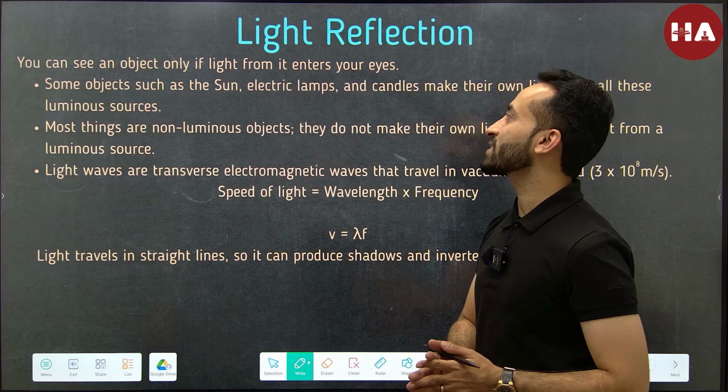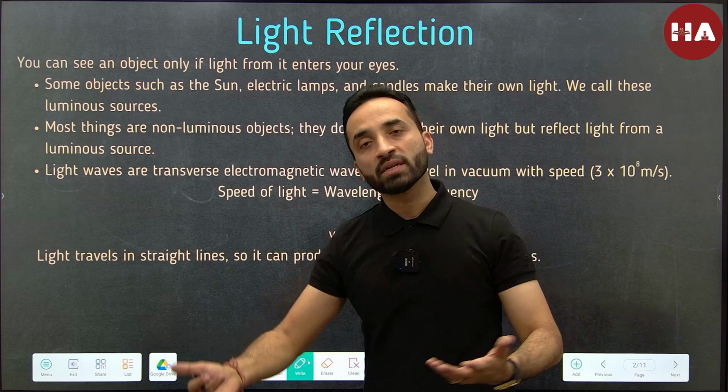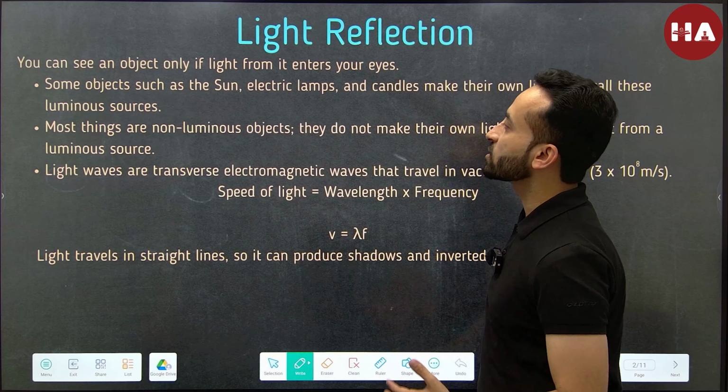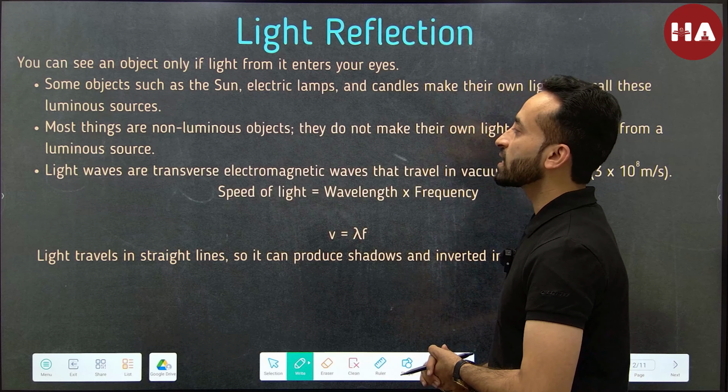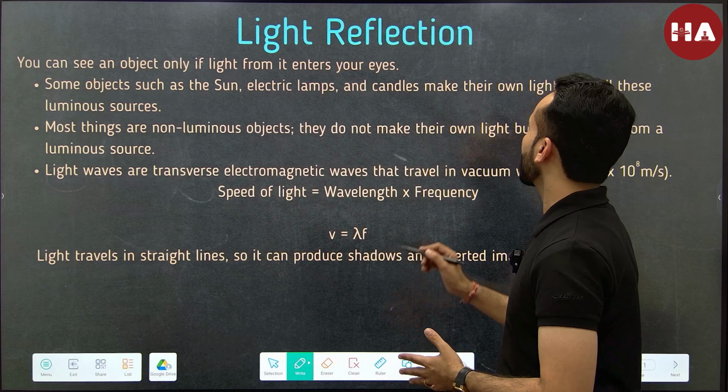Some objects such as sun, electric lamps and candles make their own light. They are luminous, right? We call these objects luminous sources. Most things are non-luminous. They do not make their own light but reflect light from a luminous source. So all this is just to give you a feel of things.